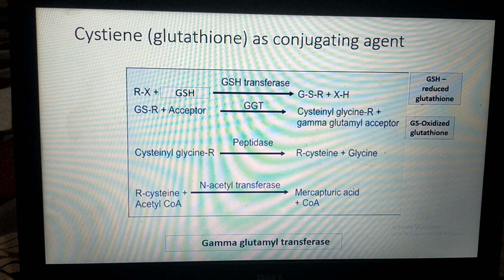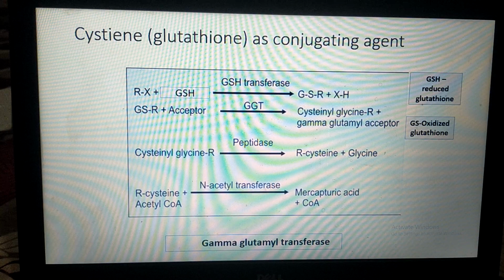Therefore, in glutathione only two amino acids are remaining. They are cysteine and glycine, to which the R group is attached. Next, the enzyme peptidase acts in between cysteine and glycine. Cysteine and glycine both are amino acids, so they contain a peptide bond. So the enzyme peptidase will break the cysteine-glycine peptide bond and transfer the R to cysteine to form R-cysteine, and glycine becomes free.